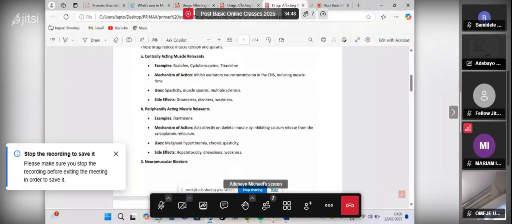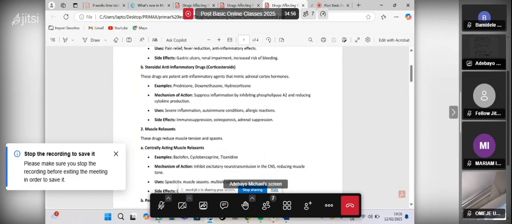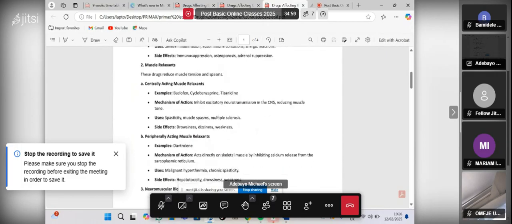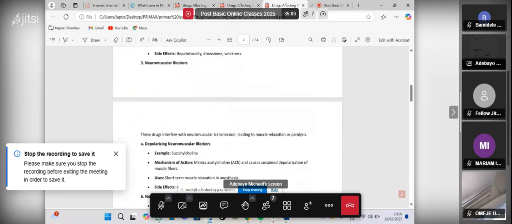All right, so we'll quickly go to neuromuscular blocking agents. I think we have some of them here. Muscle relaxants, neuromuscular blockers. Yeah.